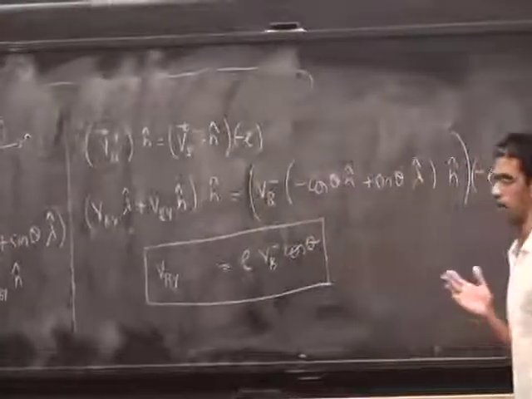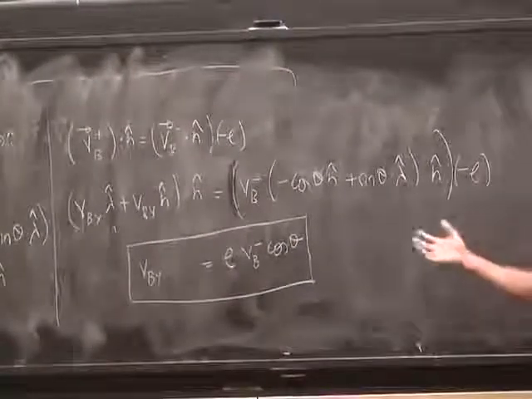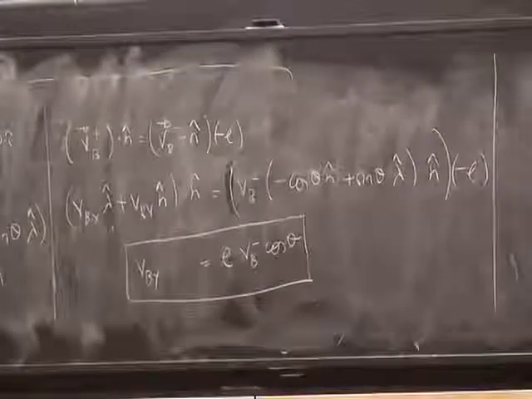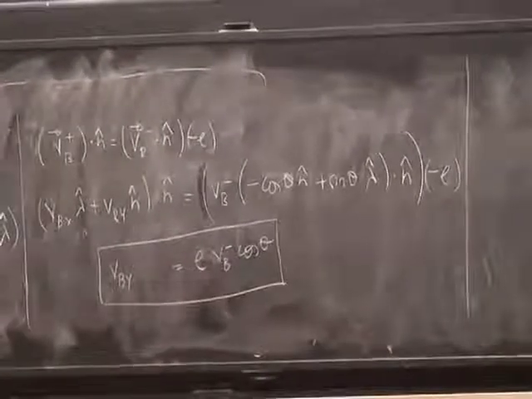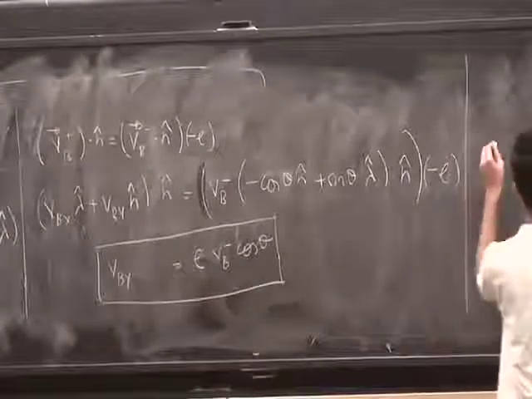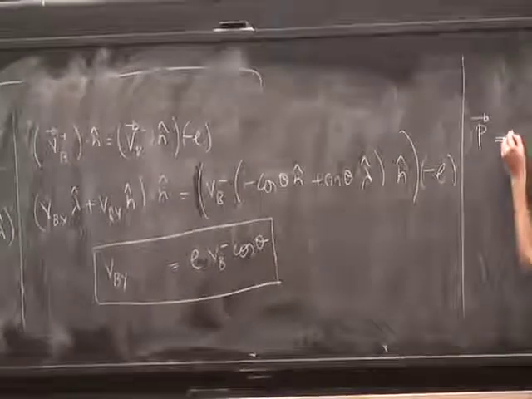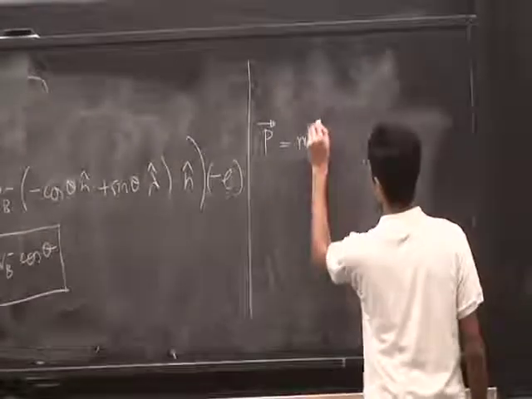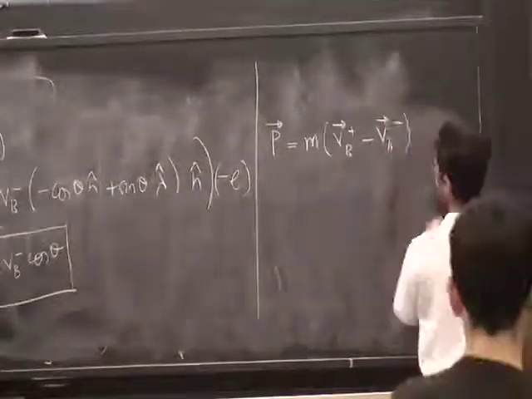But I have another tool with me. I still have one more equation that I've not used, which is the P equals m dv equation. So I'm going to set that up. Now that says that P equals m times vB positive minus vB negative.